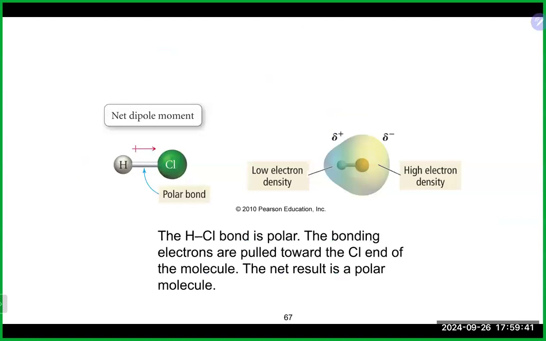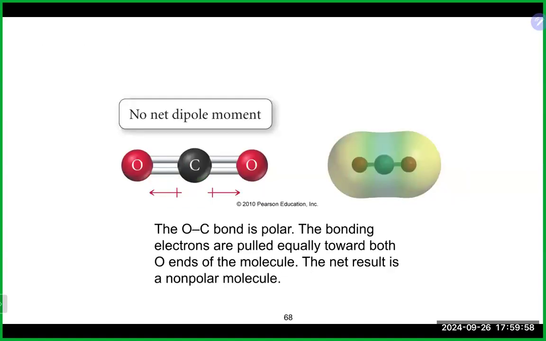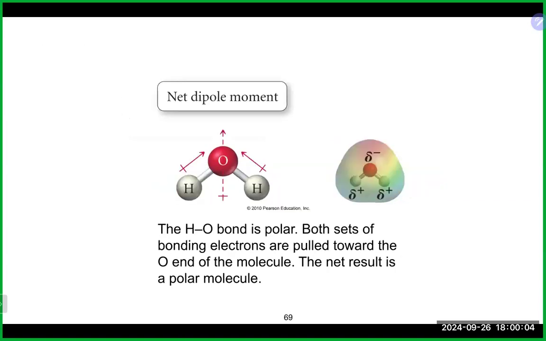So let's take a look here. This is one we talked about, HCl, which obviously is a diatomic molecule, has a polar bond, which means the molecule is also going to be polar and will have a net dipole moment, which would be that guy right there. Here's our CO2, where obviously they would cancel out, as we've talked about. There's our water, where they will add together, again, giving us our net dipole moment, as we talked about.